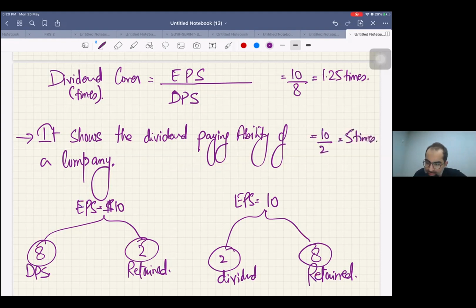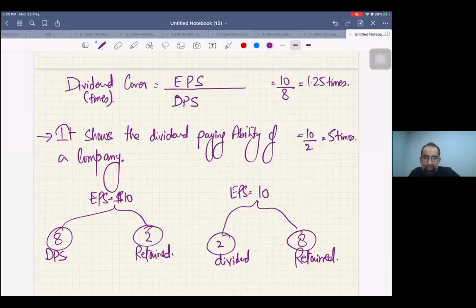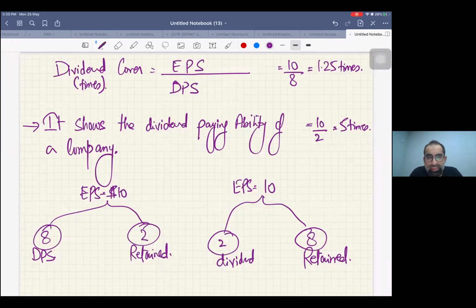Okay, look at here. Dividend cover. The formula of dividend cover is EPS, that is earning per share, divided by dividend per share. Earning per share divided by dividend per share. Okay, the answer comes in times.